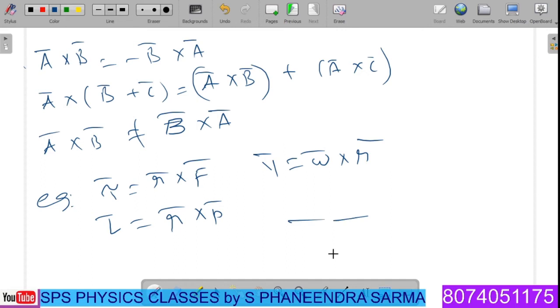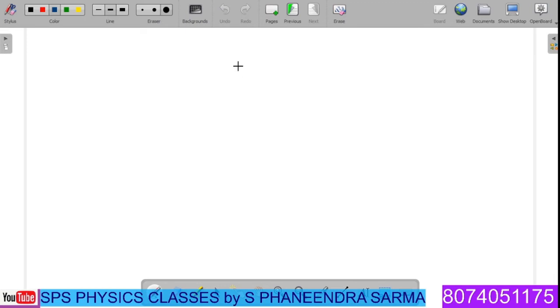Now let us see the important instruction over the cross product. Now we will see the note on the cross product. First, for any two non-zero vectors, a bar cross b bar, the magnitude will always give you the area formed by the parallelogram.